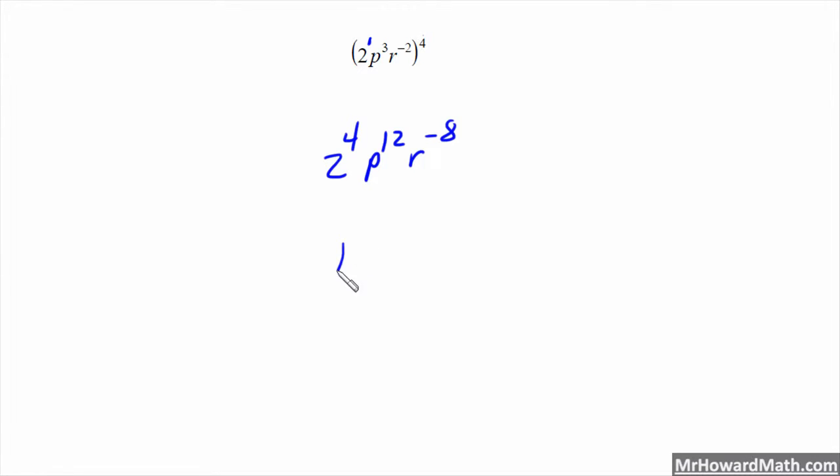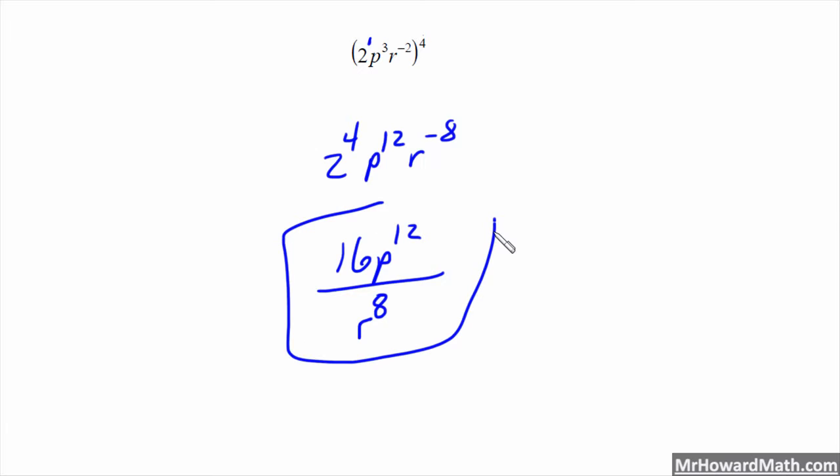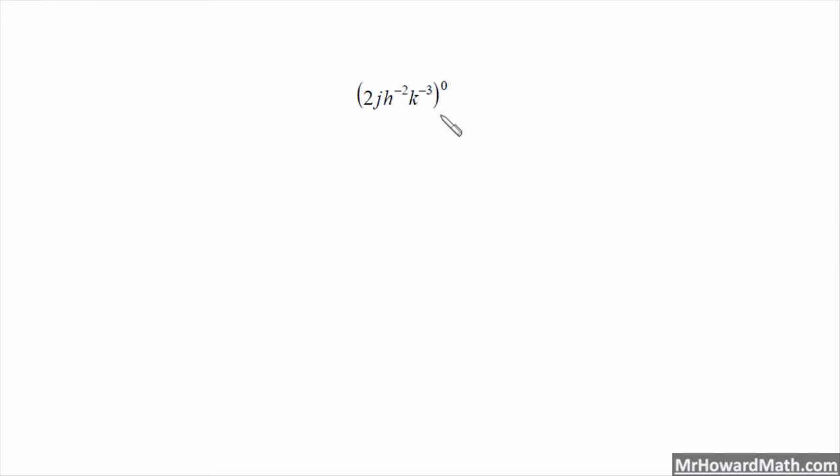2 to the 4th power is 16. The p to the 12th is going to stay on top with it, but we have this negative exponent here, so we take it down to the bottom and make its exponent positive. That's the negative exponent rule. So final answer there will be this, 16p to the 12th all over r to the 8th. Let's do one more. Alright, last one.